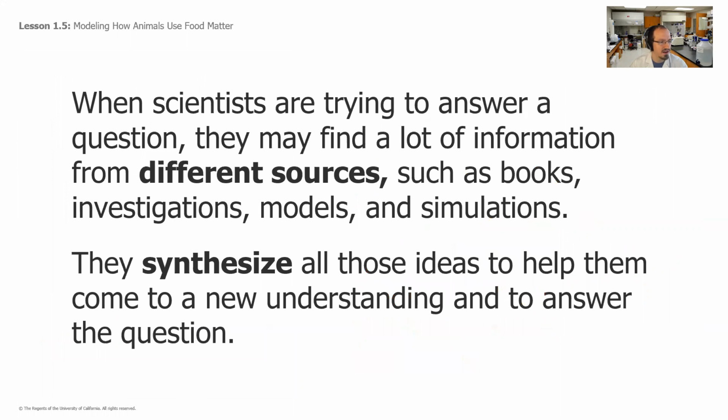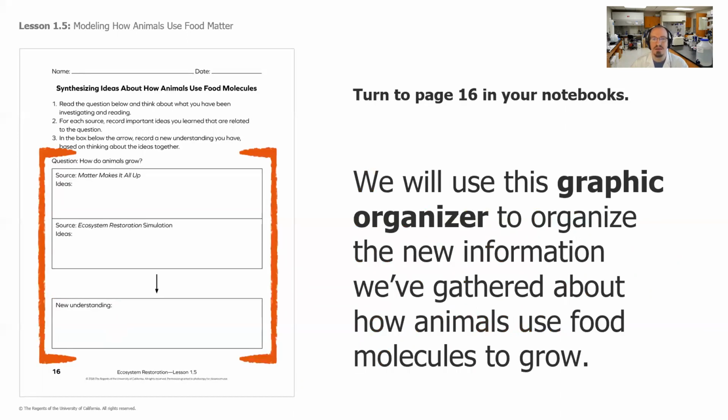So when scientists are trying to answer a question, they may find information from different sources, such as books, investigations, models, and simulations. And scientists will synthesize all those ideas together to help them come up with a new understanding and to answer the question that they're asking. So I've created a Google Doc that's attached to today's assignment, and it includes this graphic organizer, which is going to help us organize the new information we've gathered about how animals use food and molecules to grow.